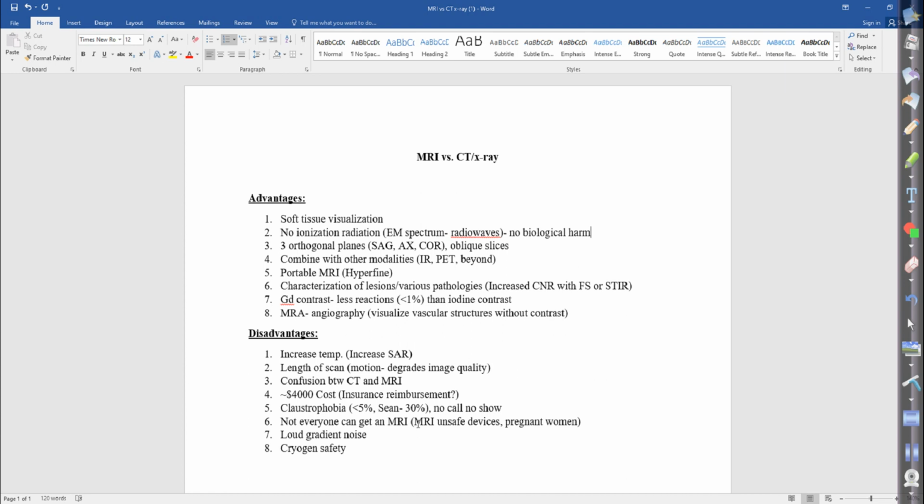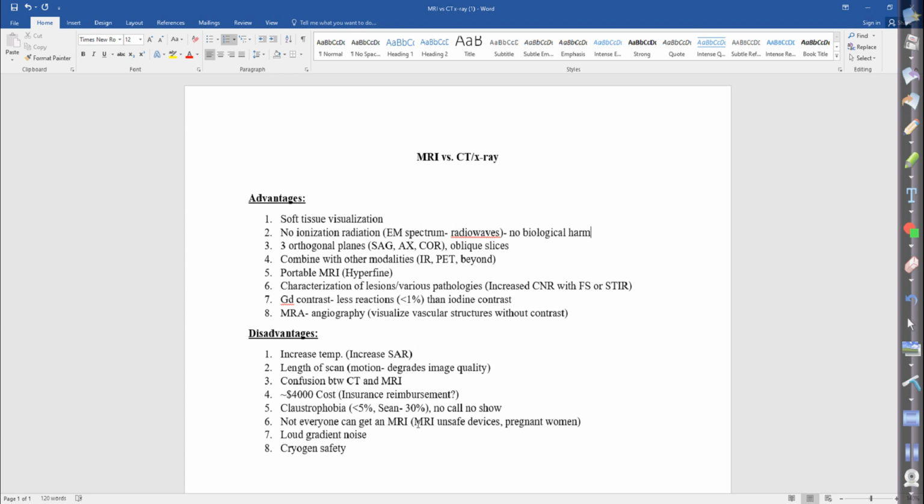Another disadvantage is there's a lot of confusion between CT and MRI just because we have our circular donut-looking scanner, and they don't look much different from the outside. An unknowing patient will easily confuse a CT and MRI and say, oh, I've had an MRI before, I've had a CT before, and they really haven't. They've had the other modality. So clarifying what's going to happen and what the expectations are is crucial as an MRI technologist.